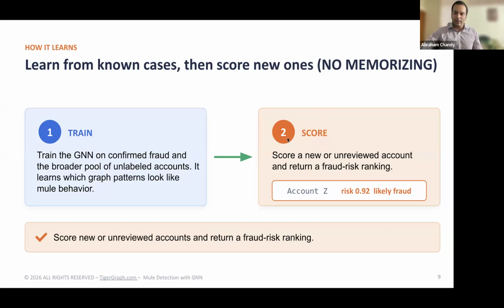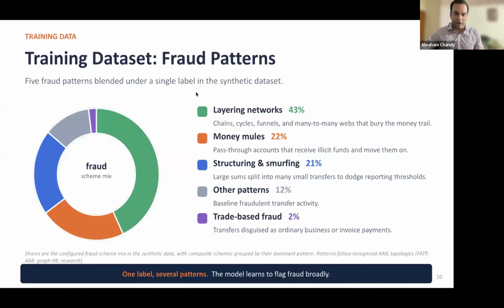And what we get in the end is we're able to score a new account or unreviewed account and return a fraud risk ranking. For example, account Z, if it was not in the training earlier, you can pass it into the trained model and get a risk score of 92%, which in this case indicates likelihood of being fraud. Let's talk about the training data set real quick.